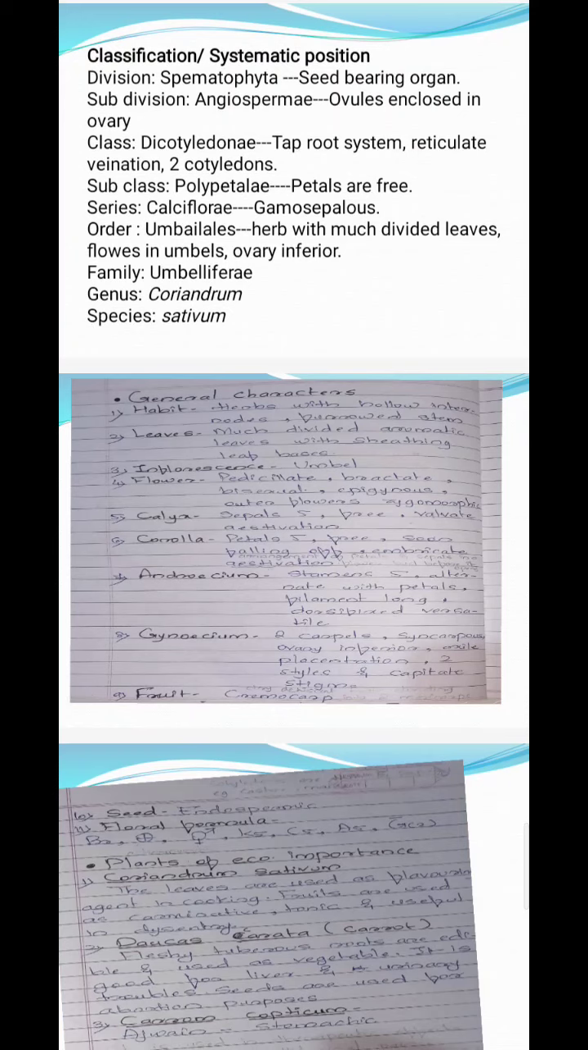Then the gynoecium: 2 carpels, syncarpous, ovary inferior, then axile placentation, and 2 styles and capitate stigma.